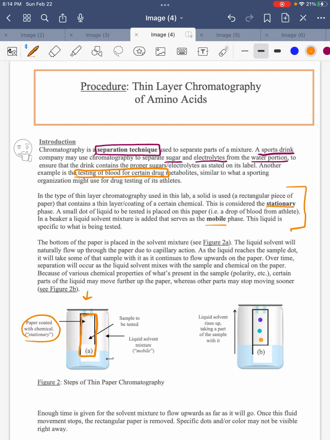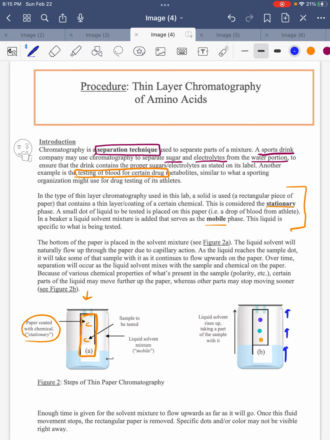So we put this rectangular piece of paper with some kind of chemical on it. So let's say we have a chemical here and a chemical here. Over time, this water is going to move up through the paper. If you put a piece of paper, even just the tip of the paper, in water, the water will kind of osmose or diffuse up the paper.